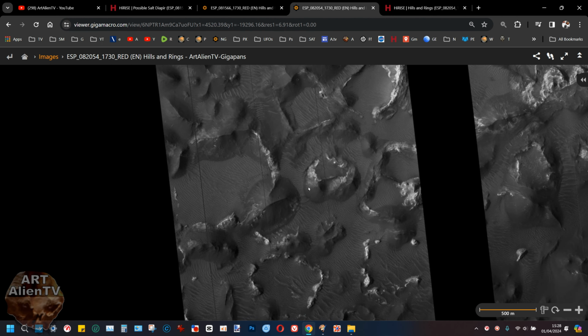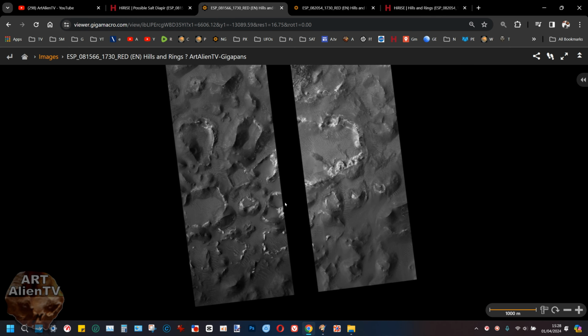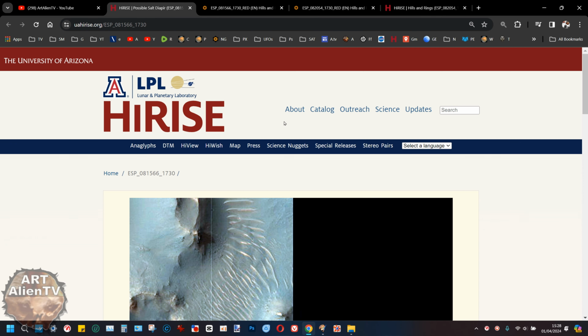This is number 2. This is a bit darker. And number 1, which is a bit brighter, right? But I've also got the actual pages up here from the HiRISE mission, which is the Mars Reconnaissance Orbiter, the HiRISE camera, I should say. There's one, and there's the other.